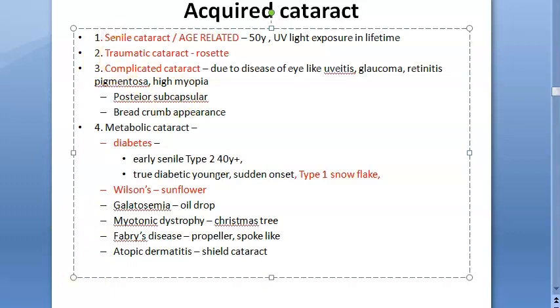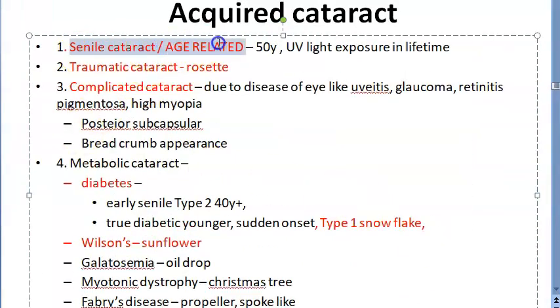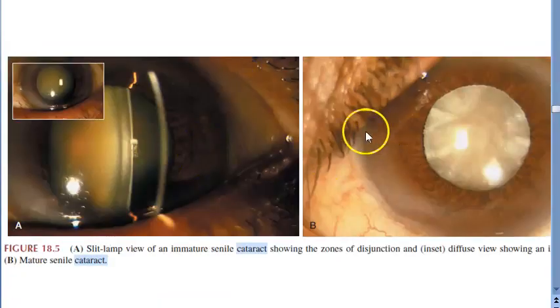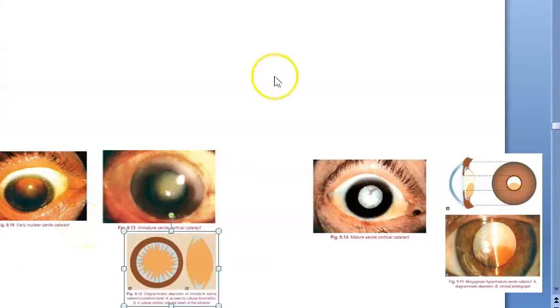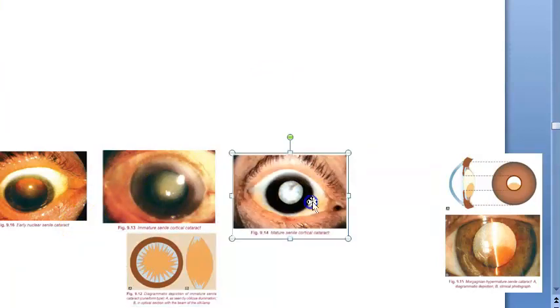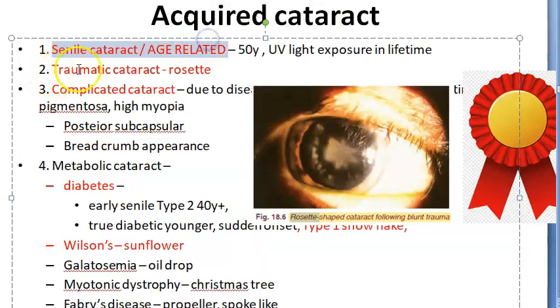So in this you have main types you look at. Senile cataract, age related. So above 50 years they can develop cataract which is age related. Senile, remember degeneration is the cause for acquired cataract. Here UV light exposure etc. will be the cause. Senile cataract itself is a whole new topic for you. In senile itself you have nuclear, cortical, you have immature, you have mature, then you have hypermature. So many types are there in senile. Guys, we'll look at senile cataract separately. Now look at the acquired cataract.